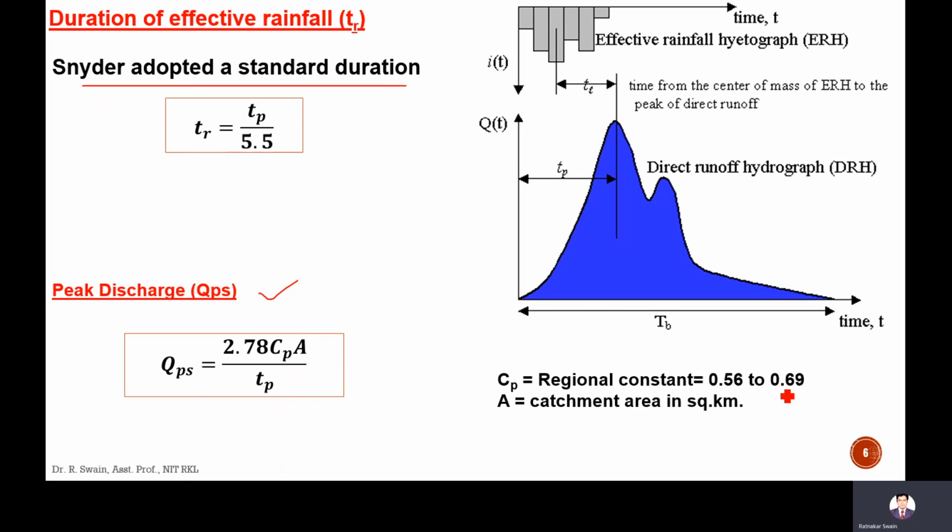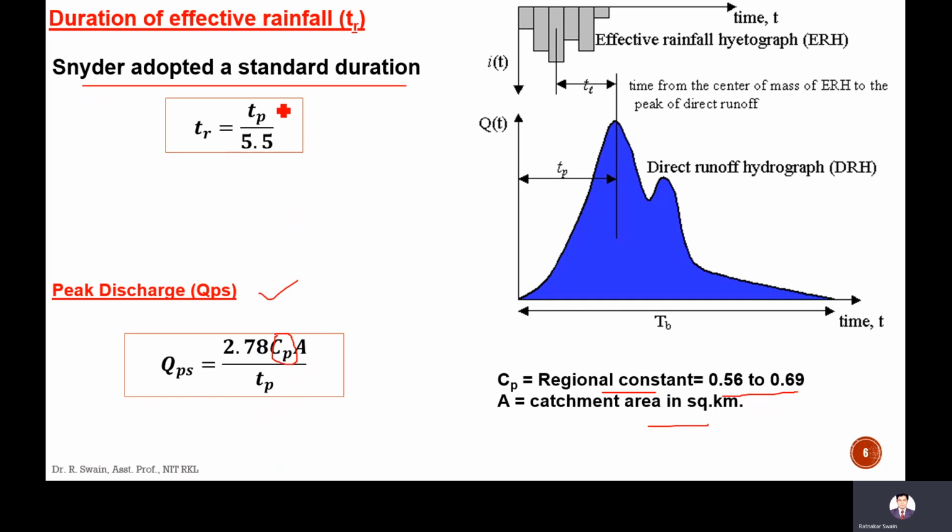A is the catchment area in square kilometers, and Cp is the regional constant. Again here also, to determine the peak discharge, there is scope to change this value, to use a different value which varies from 0.5 to 0.69. For different types of catchment it is different. So the modification can be done by selecting the appropriate value of Cp, and the equation can be applied to different catchments.